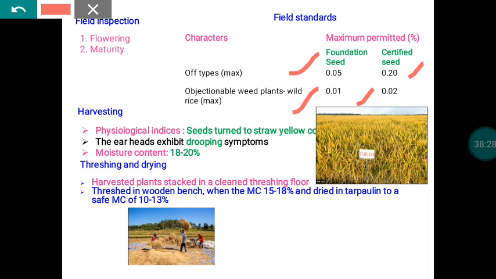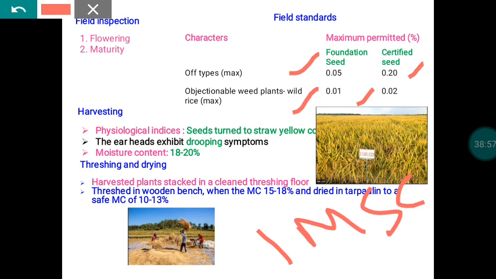During flowering and maturity time they will verify and compare your field standard with the standard given in the Indian Minimum Seed Certification Standards. For all crops, the field standards and seed standards are available under the name Indian Minimum Seed Certification Standards. Whatever standard is available, that is the standard, and your field data will be compared with it.